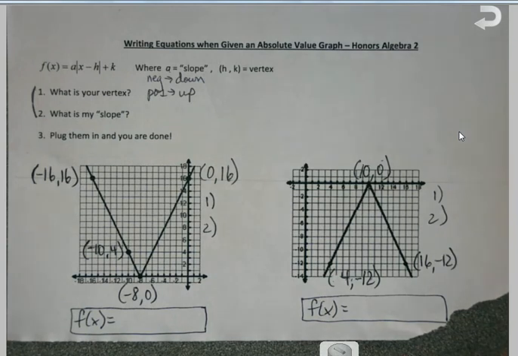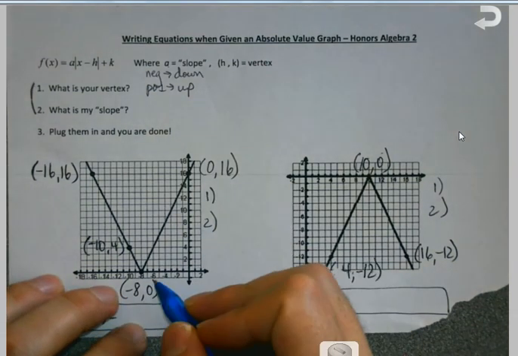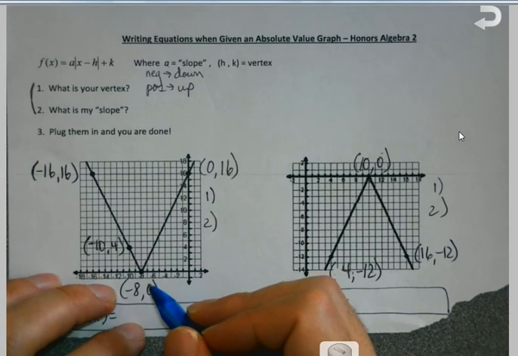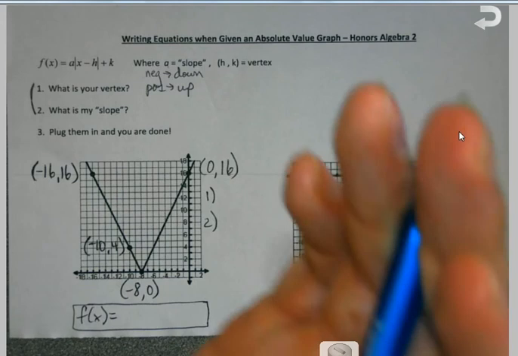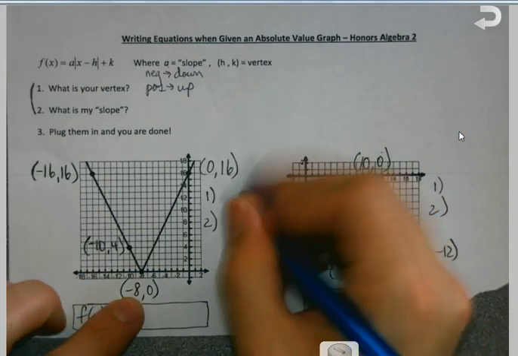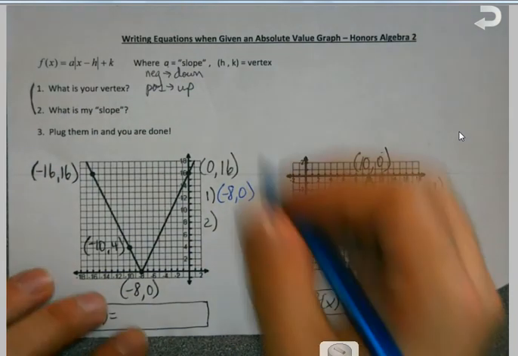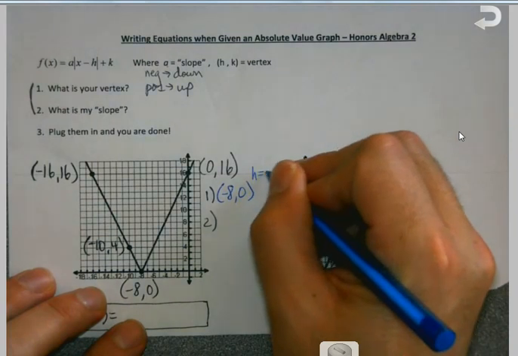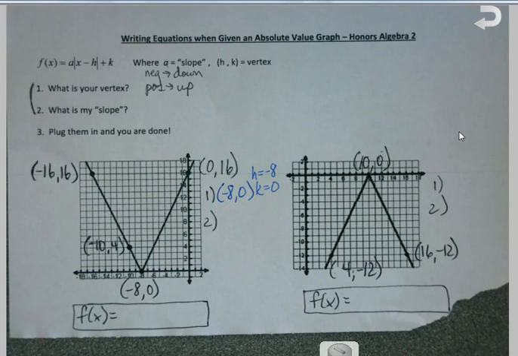So I start to look and I go, okay, let's see what I know right off the bat here. The first question I always have to ask myself is, what's my vertex? So for this first one, where's my vertex? Where's my turning point? Where does my graph split? Where is the bottom of my V? Negative 8, 0. Okay. So that means my H is negative 8 and my K is 0.